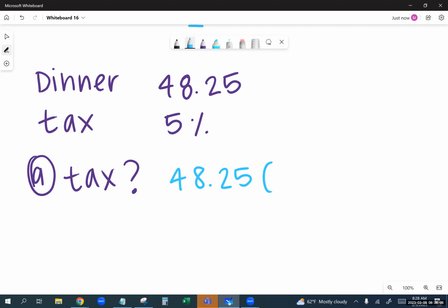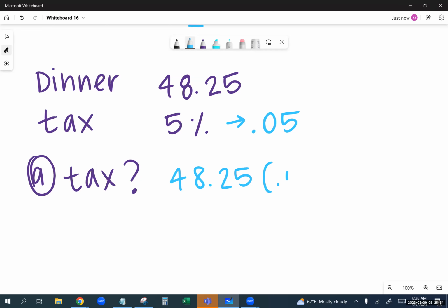If I change this into a decimal, I would move the decimal 2 times to the left, or I would divide it by 100, and I get 0.05. This is the decimal version or form of 5%. If you multiply it by 5, you're literally paying way too much for tax. If you multiply it by 0.5, you'd be multiplying it by 50%. So make sure that you understand how to move that decimal, because it will change your whole entire answer.